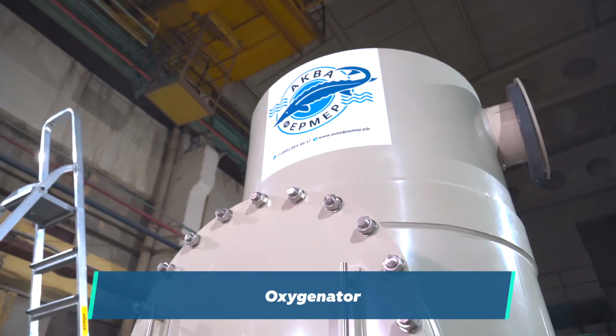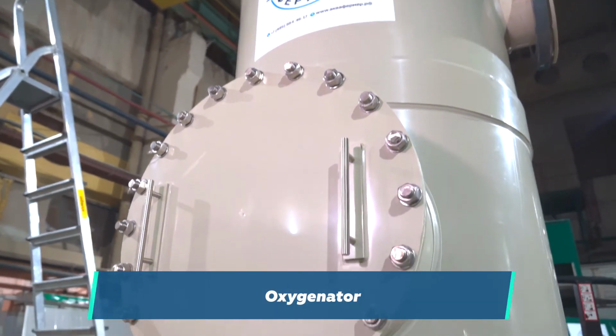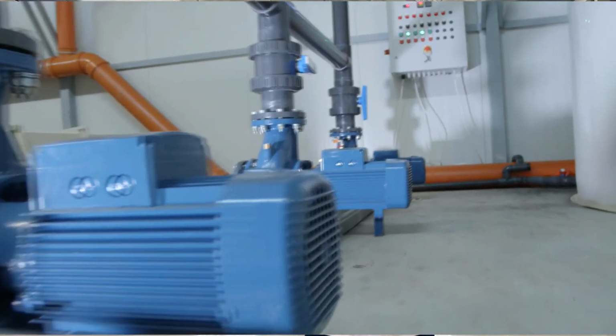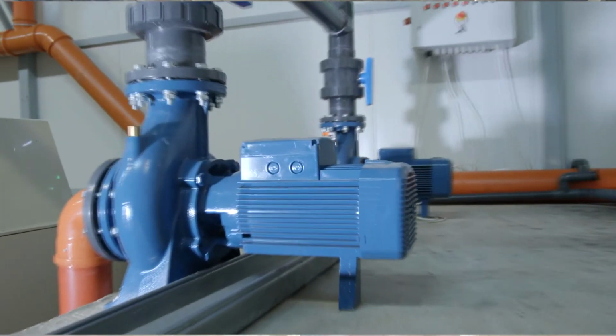Next is the oxygenator. There are many variations and options. I prefer either classic pressure cones or low pressure cones, like jets, which at lower pump pressure also oxygenate the water while saving electricity. Pumps. To my mind, centrifugal pumps are better. I'm not so much in favor of submersible pumps.